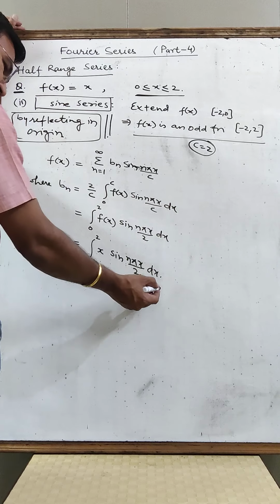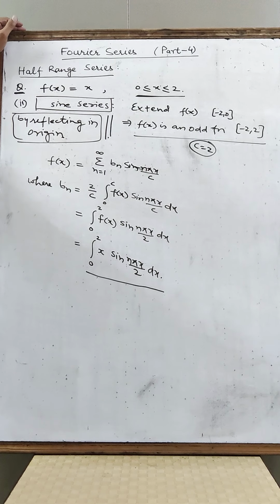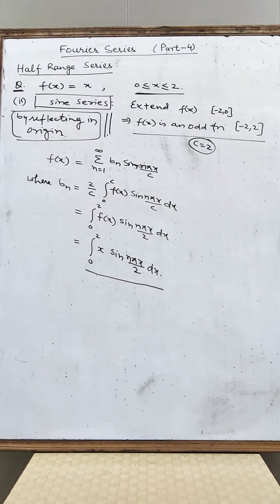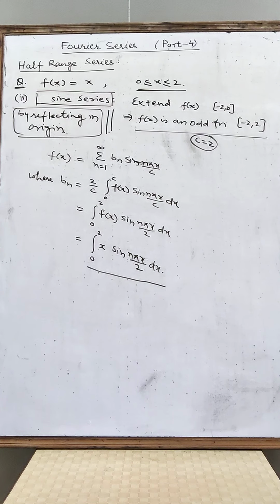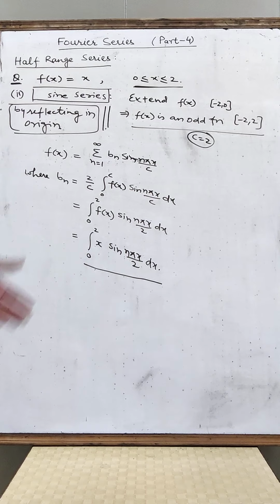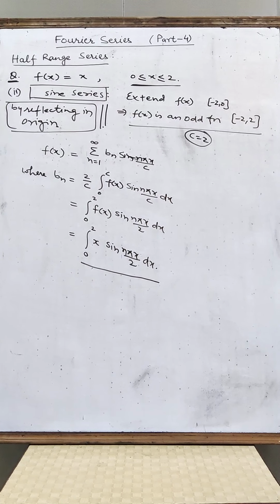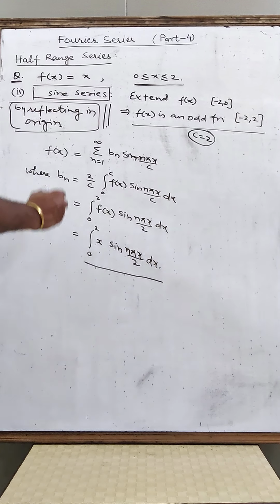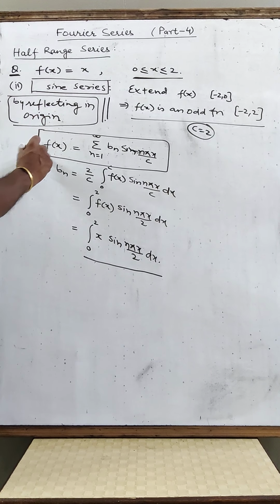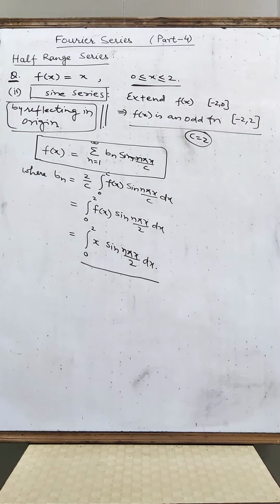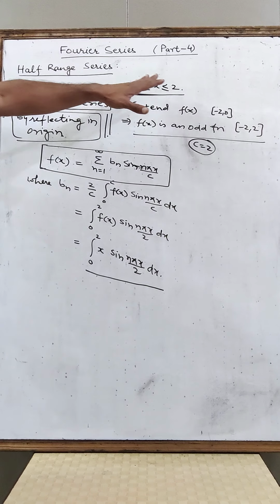So now students, you can easily solve this integral by the method of integration by parts and find the value of bn for all n, and in this way we can find the half range sine series of this function over the interval 0 to 2.